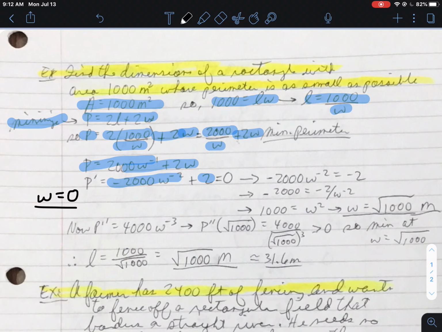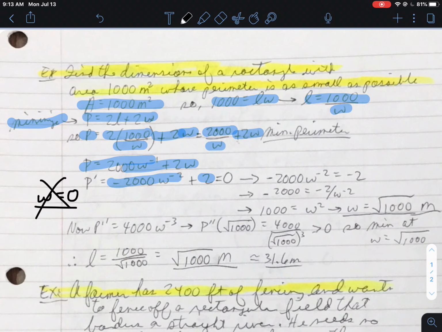This is where I mentioned earlier, if you come across multiple critical numbers, there's only one that's going to be relevant to the application. In this case, W equal to 0, even though it is a critical number of our perimeter function, is not applicable to this application because the width of our rectangle has to be positive. So yes, it's a critical number technically, but it's not relevant to our application.